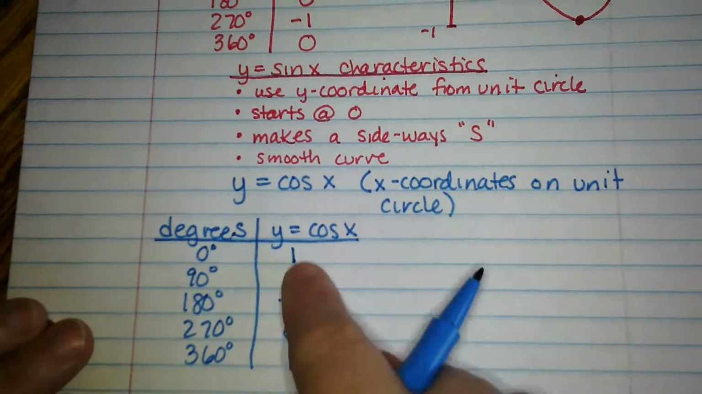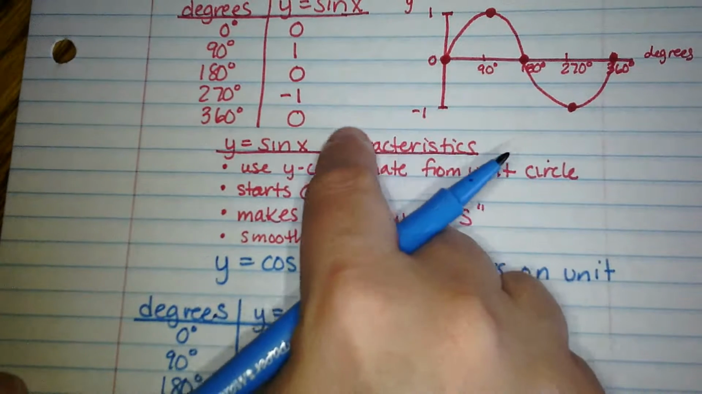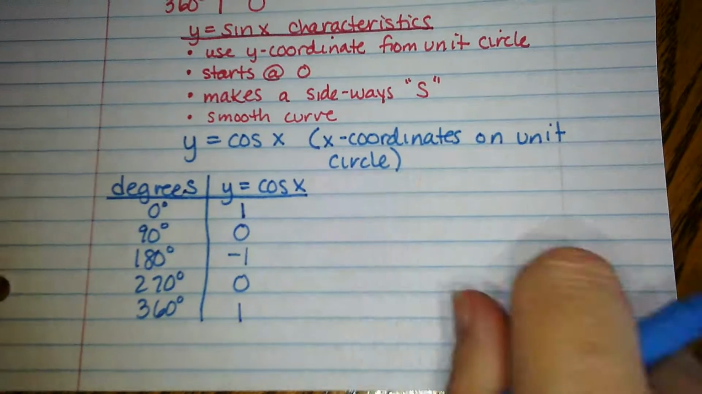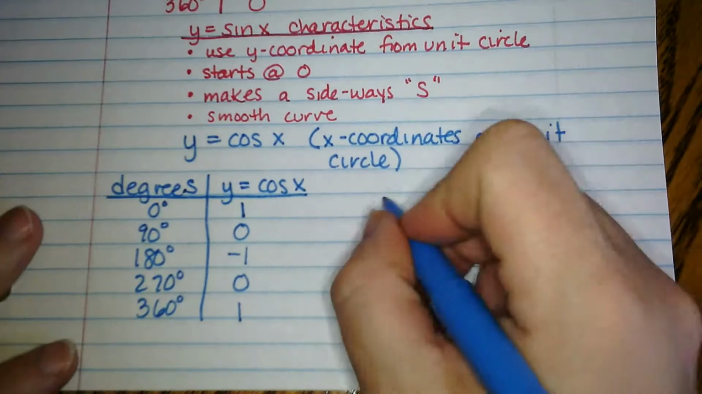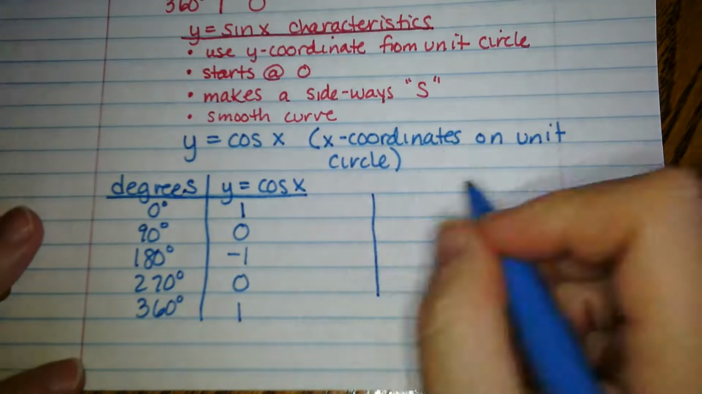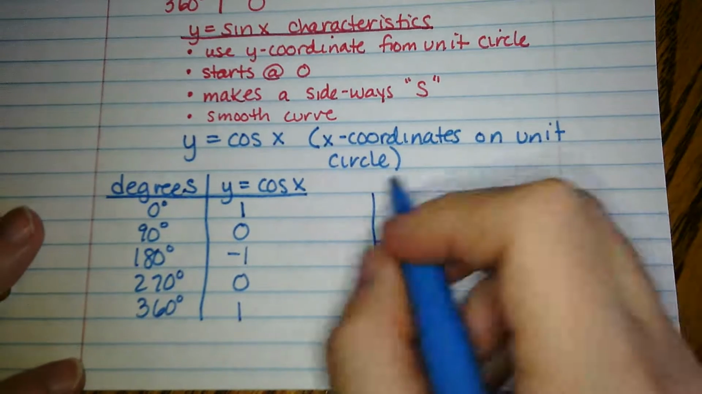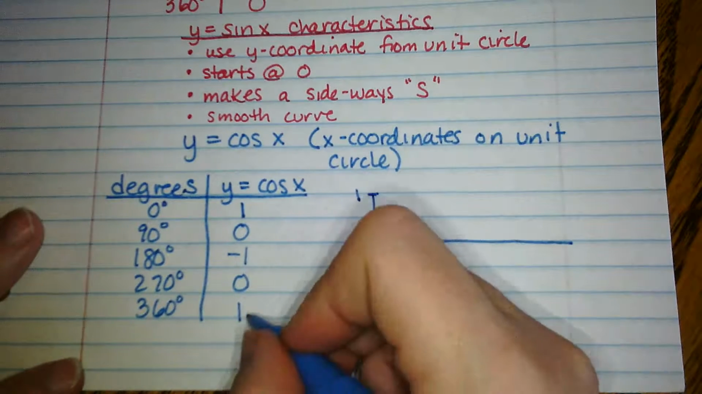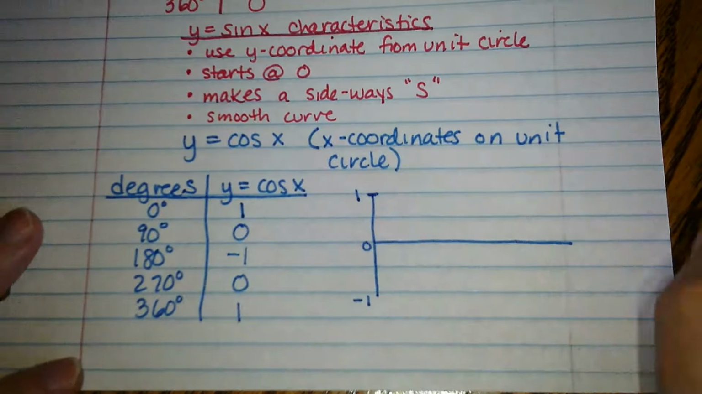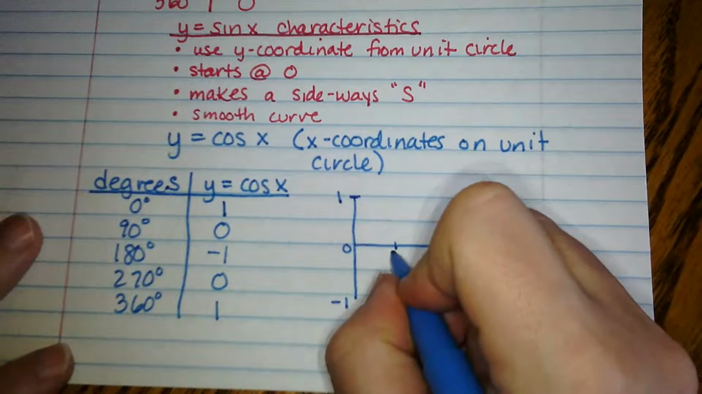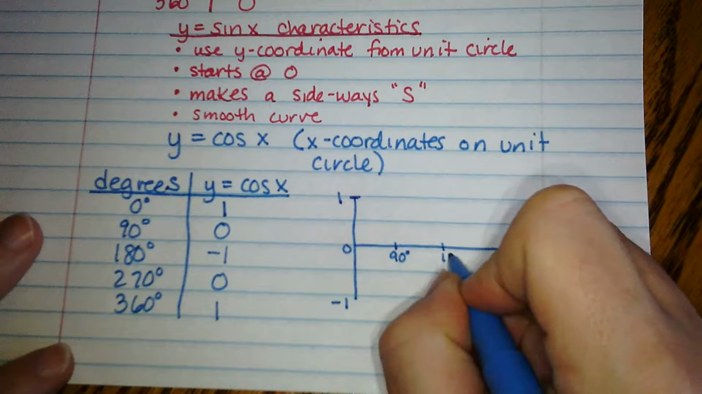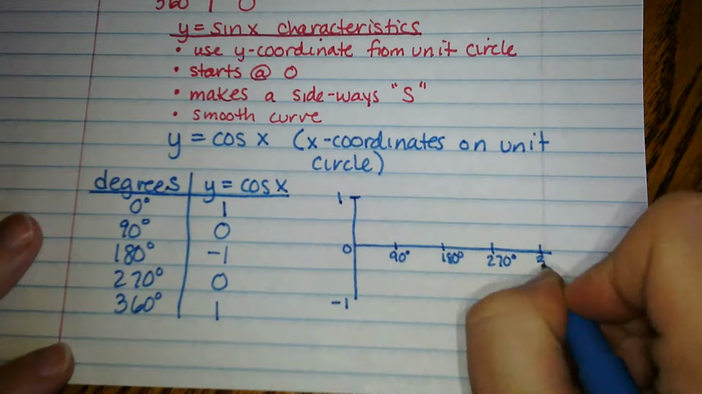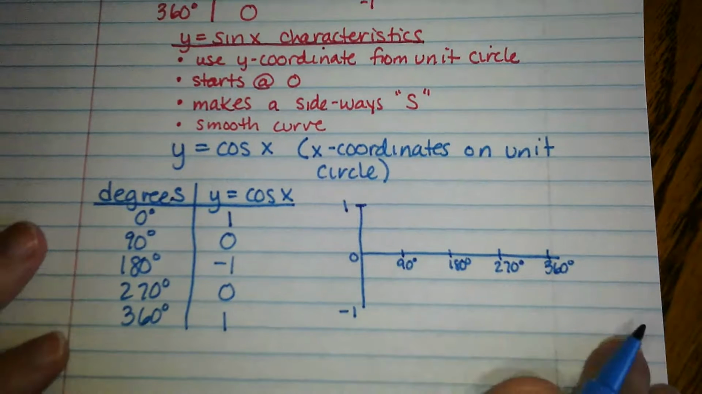Now these look very similar to those, but they're not identical. So you need to make sure that you're paying attention to use the correct coordinate for your graph. We're going to set up the same scale so that you have 0, and the highest point is 1, and the lowest point is -1. That's your max and your min. And we're going to make these degrees equidistant. And then we're going to plot.